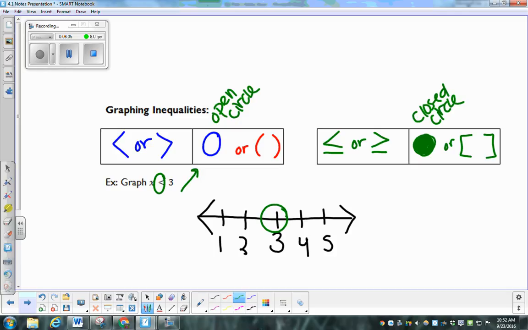Now I want to show everything that's less than 3. My mystery number x is smaller than 3. So I want all the things that are smaller than 3 shaded. So here's where you have a choice. You can either use a highlighter, and you can highlight that line.